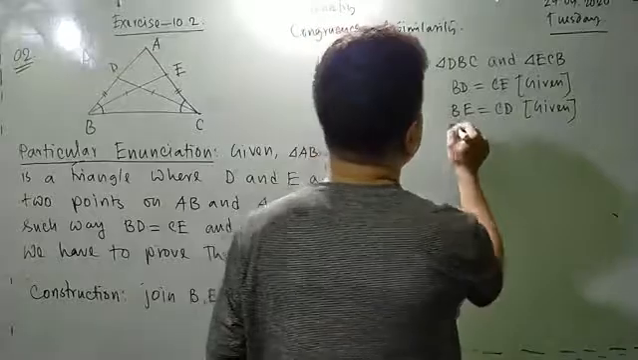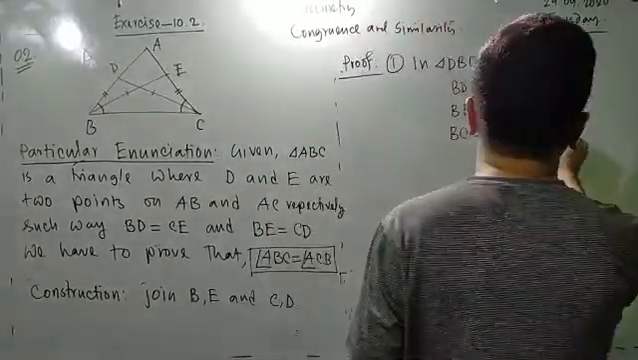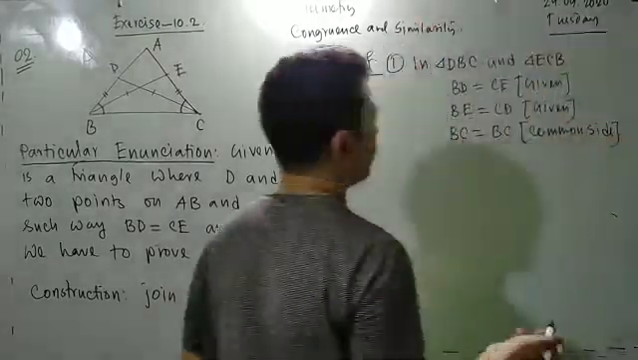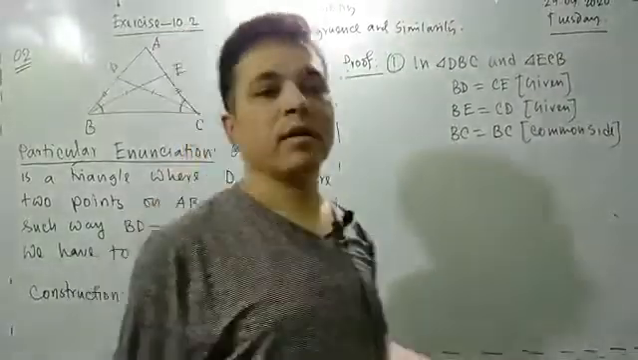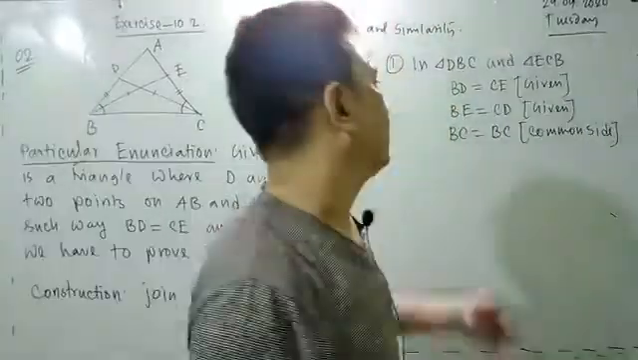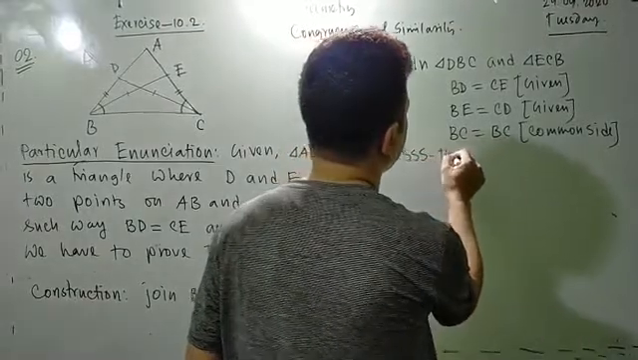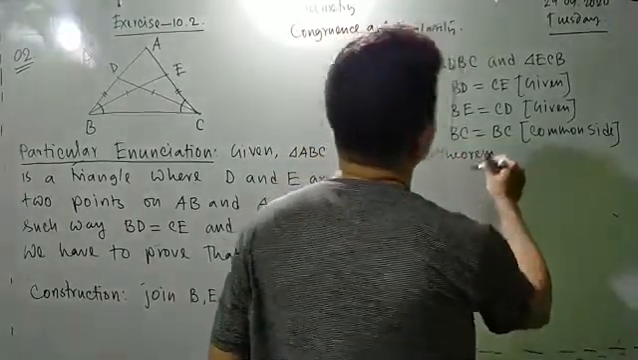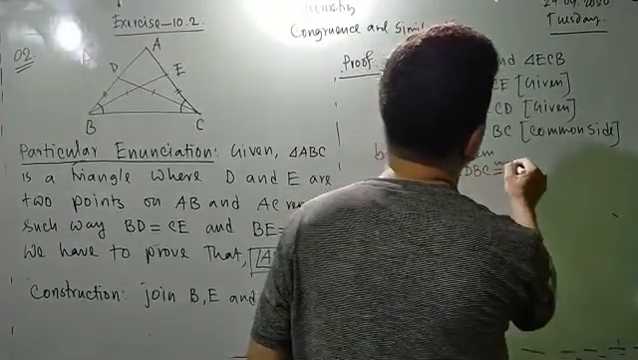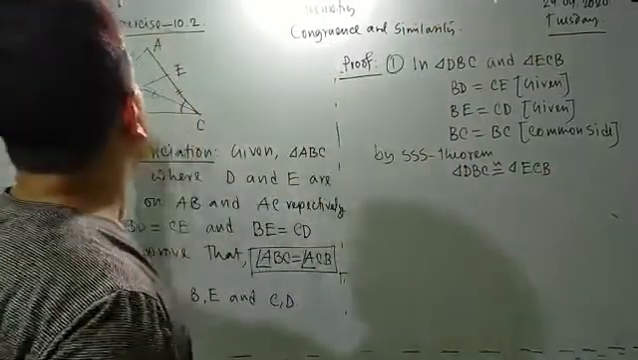Okay, and BC equals BC, common line or common side. So by triple S theorem, look at that, all four theorems make our problems and everything very easy. Just by triple S theorem, triangle DBC is congruent with triangle ECB. So both of these triangles are congruent.